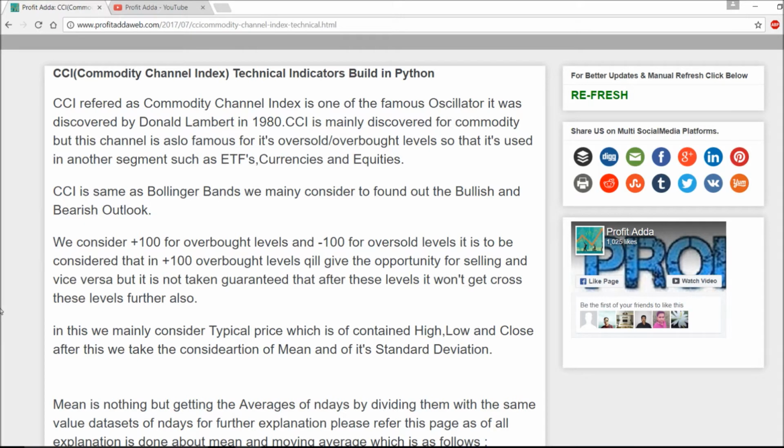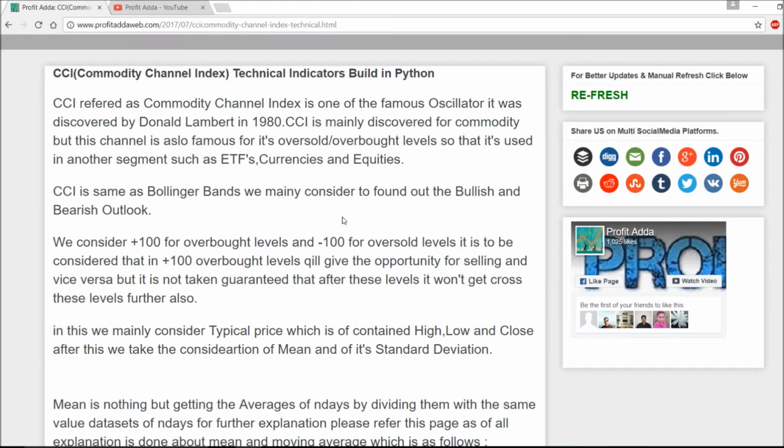The CCI, Commodity Channel Index, is one of the famous oscillators, which was discovered by Donald Lambert in 1980. It came into the commodity magazines, and it is famous as an oscillator considering the oversold and overbought levels. Nowadays it is famous in other sectors also, not only commodities. It is mainly used for ETFs, currencies, equities and various other segments.